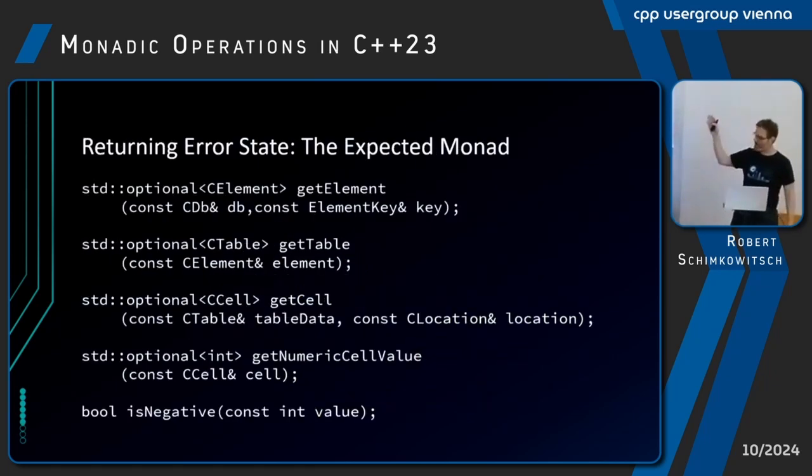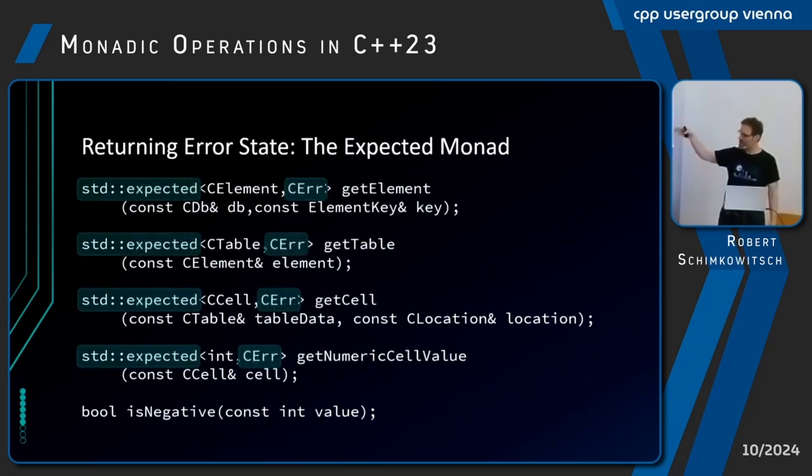Std expected is a C++23 addition. It's very similar to std optional. So let's just change our functions to return std expected. The first template parameter is the value as with std optional. And the second template parameter is error information. And here I just created a custom class called CR, which can contain error information.